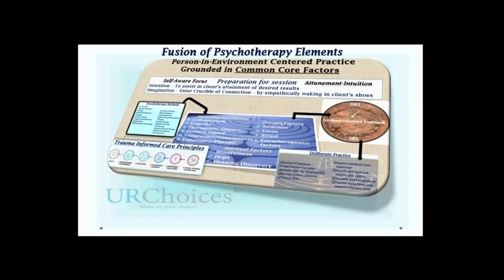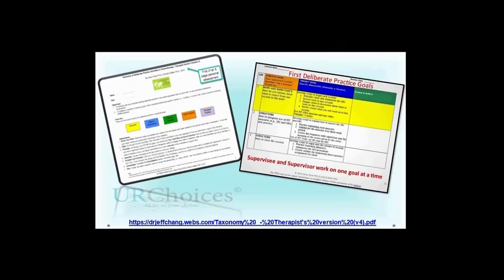Deliberate practice ensues after the session ends in work with a qualified supervisor or coach. It is here where you work on your stretch goals on the one targeted area you are currently practicing. In the next session of this CE, we will provide some role-play examples of deliberate practice utilizing the ORS and SRS.